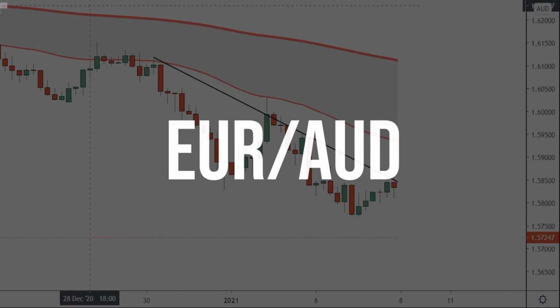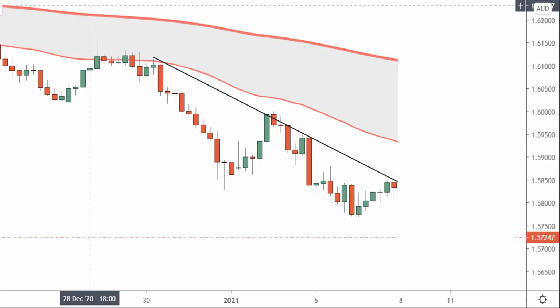It was on the Euro AUD. I saw this on the 4-hour time frame. Price was creating new lower highs and lower lows, so I knew that it was a very strong downtrend. This pair has actually been in a downtrend for quite a while. I drew a trend line to see where the price might pull back.